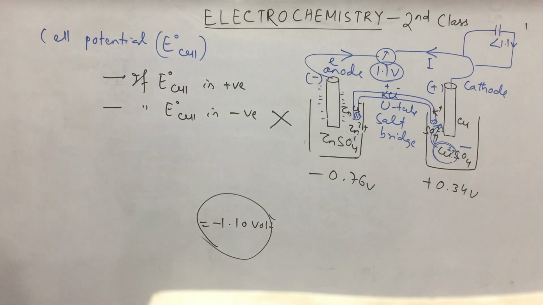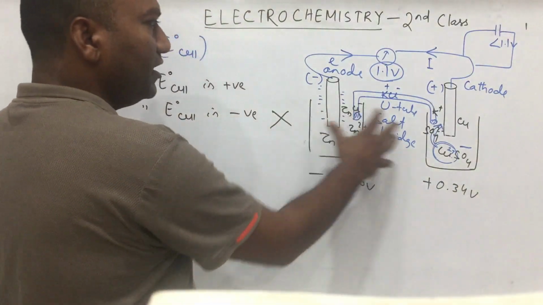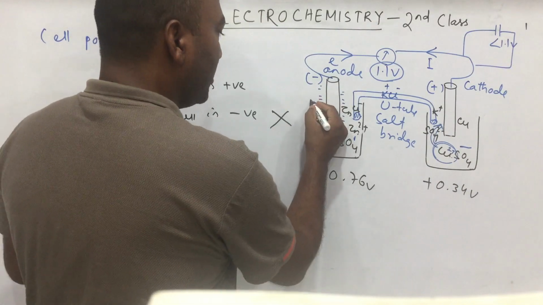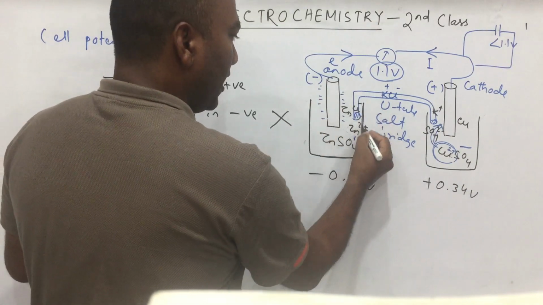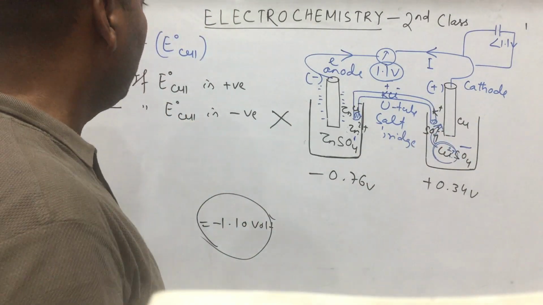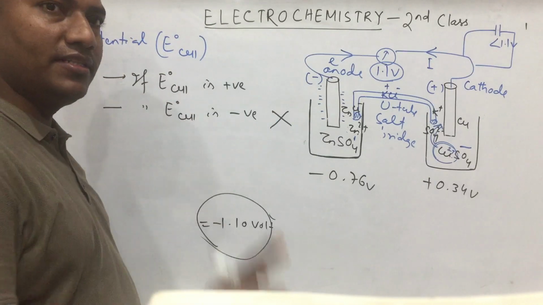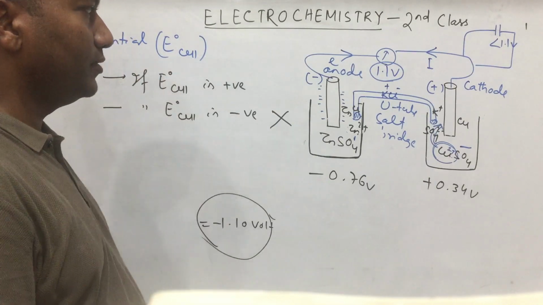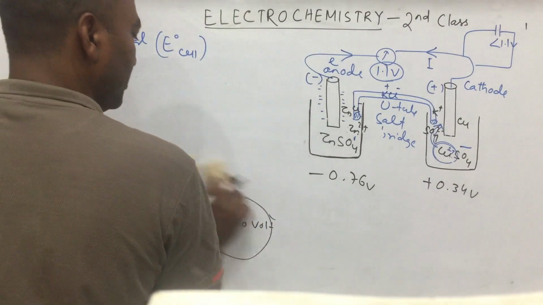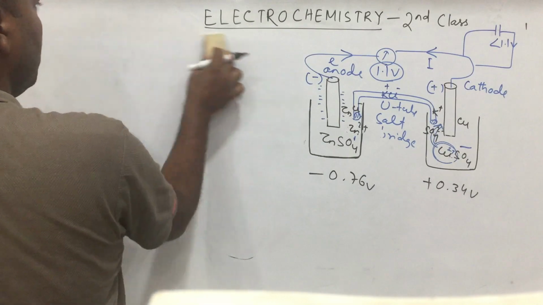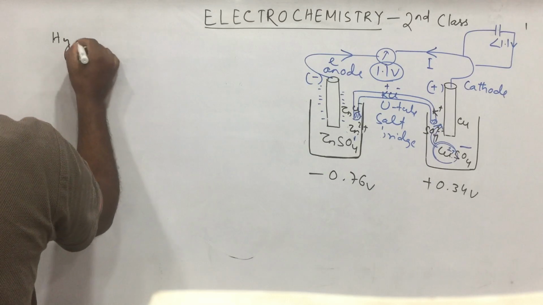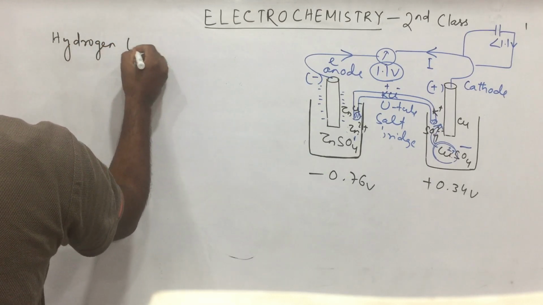Clear? Then the next part is, in this galvanic cell, suppose one half cell is present and another half cell is not present. In that case, how can you calculate the E° cell? In the NCERT book, first in-text question. So in that case, we will use a hydrogen electrode.